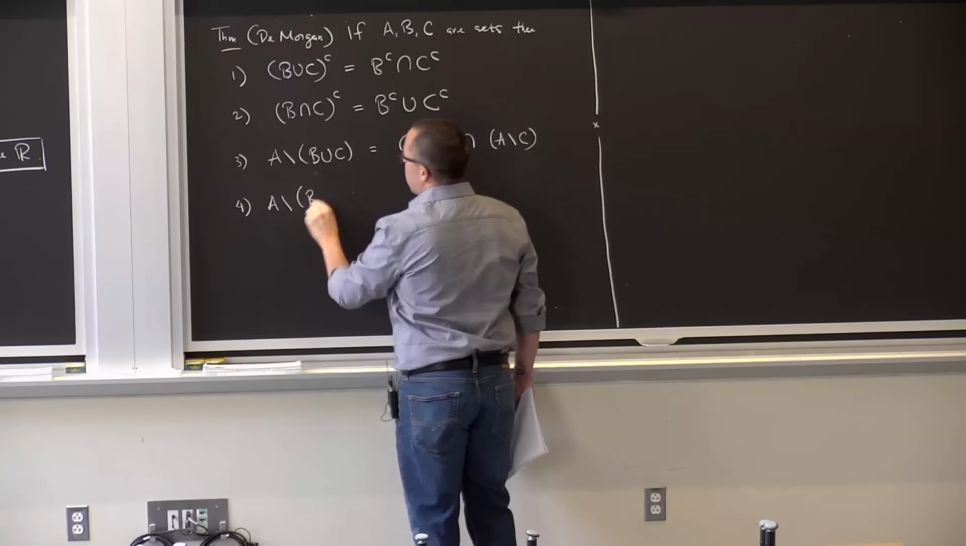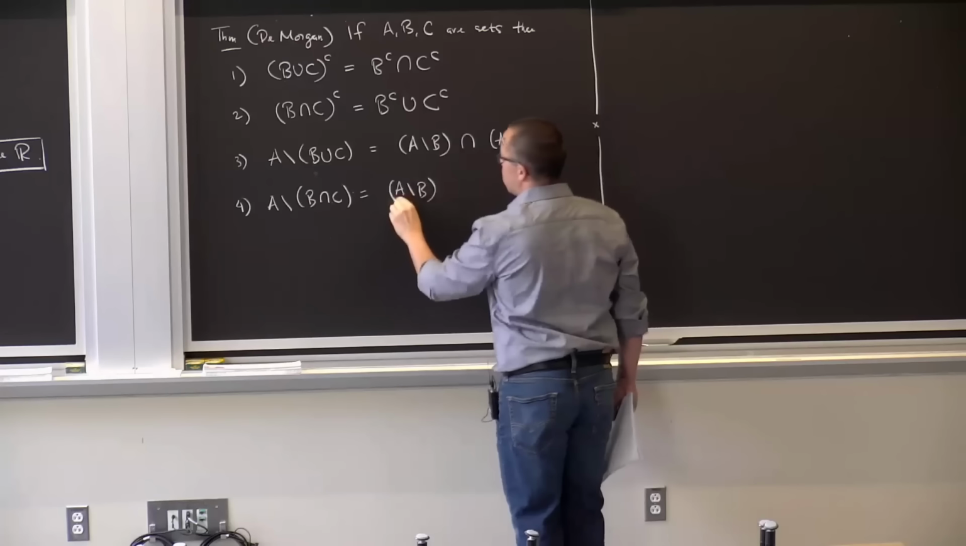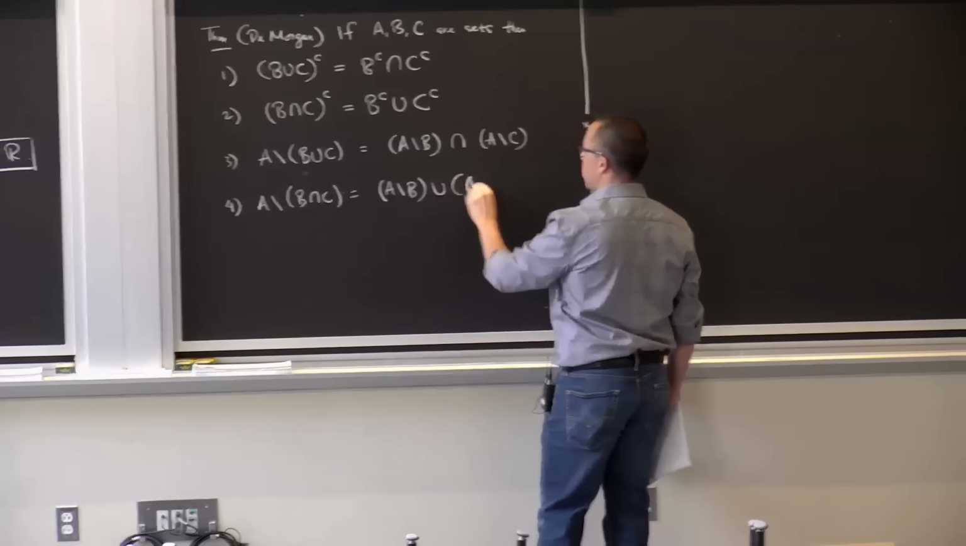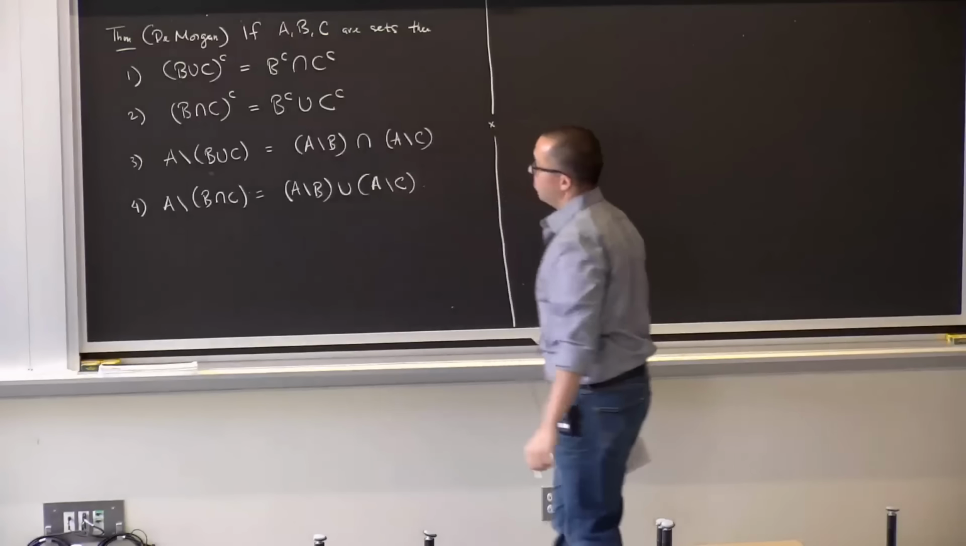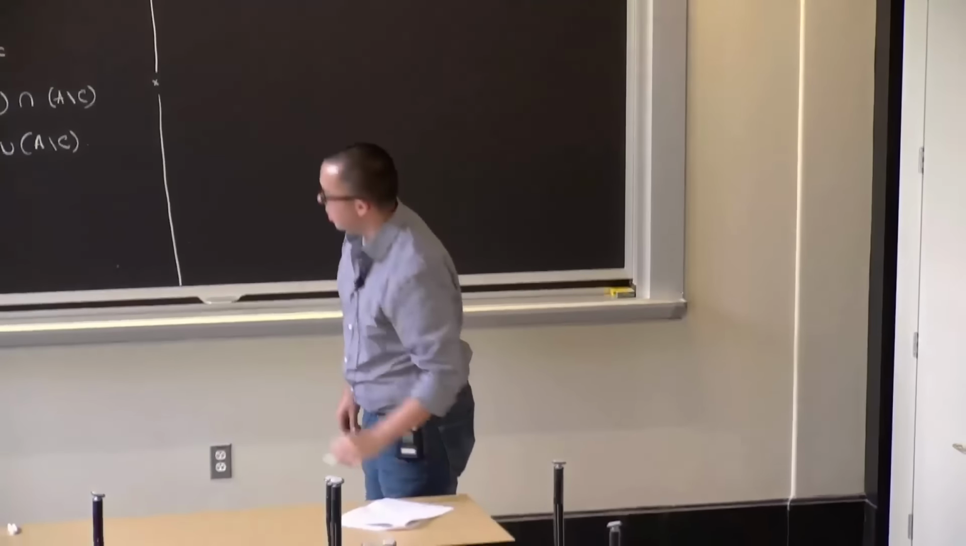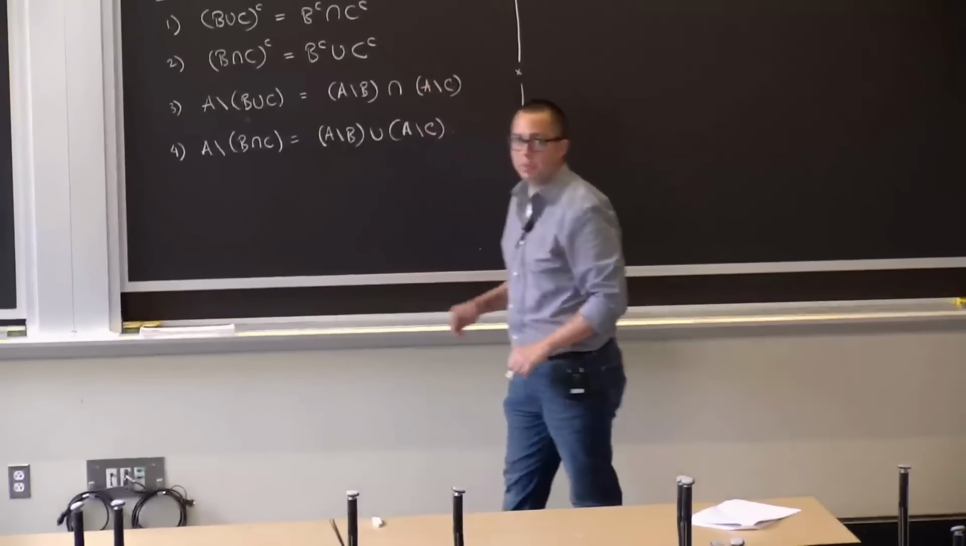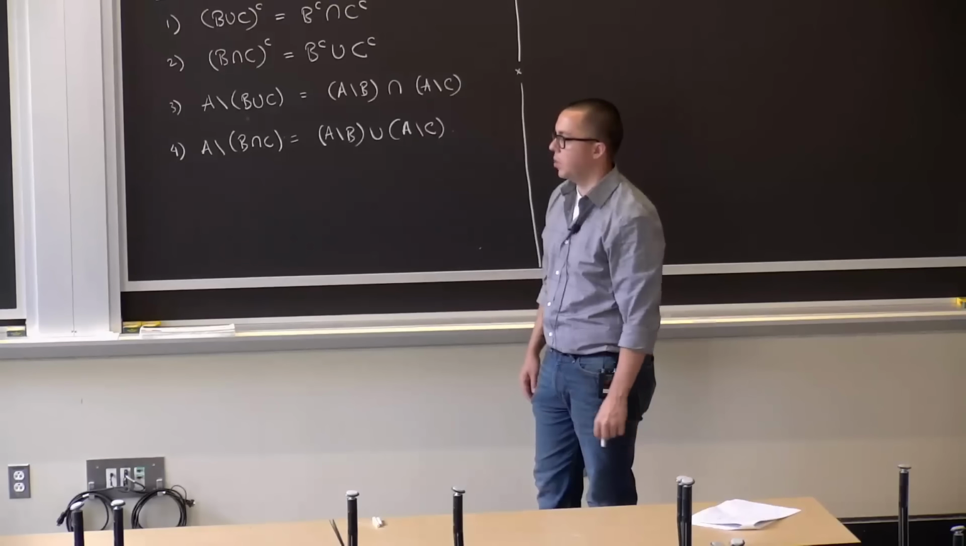A take away B intersect C equals A take away B union A take away C. Okay? So, again, for a quick refresher about logic, I would look at the appendix of the textbook.